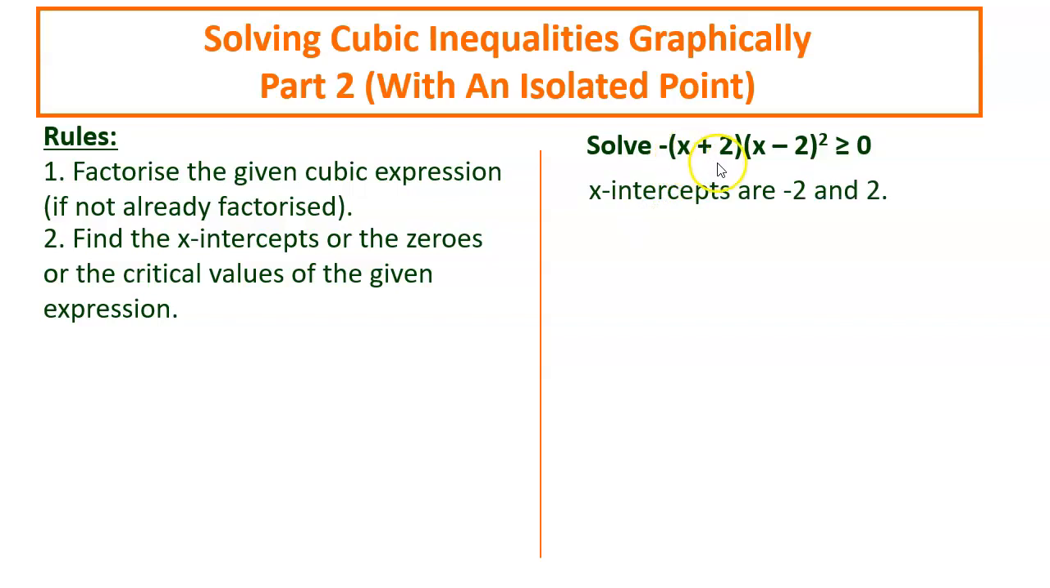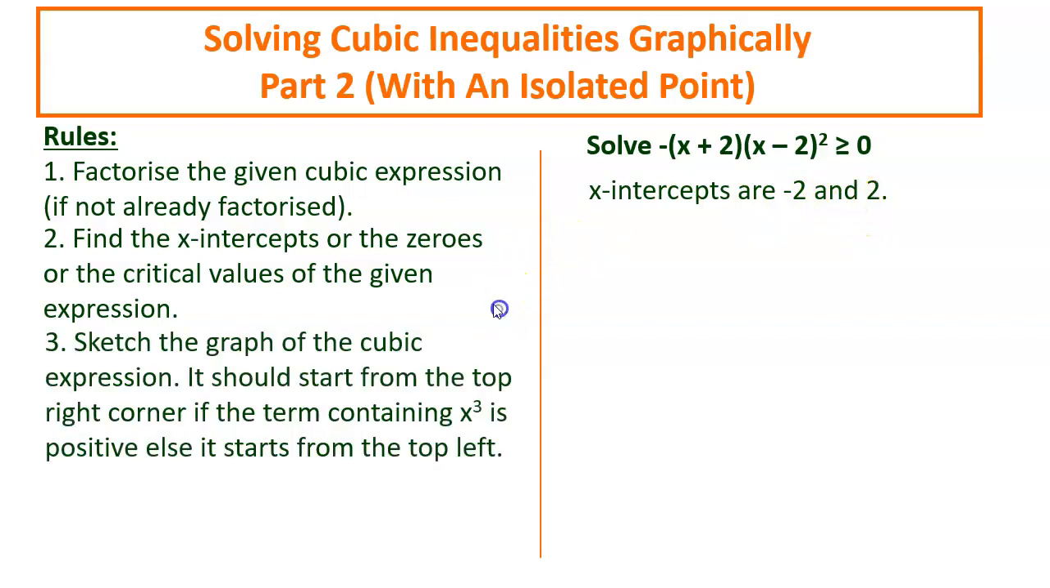So equating x plus 2 to 0, we get the x value as negative 2. So this is one of the x-intercepts. The corresponding point will be negative 2, 0. And from x minus 2 equal to 0, we get the x value as positive 2. And the corresponding point will be 2, 0. So these two are the x-intercepts or zeros, negative 2 and positive 2. Okay.